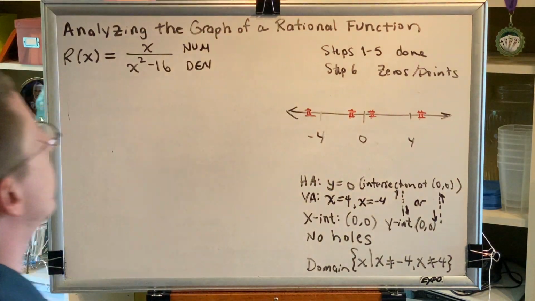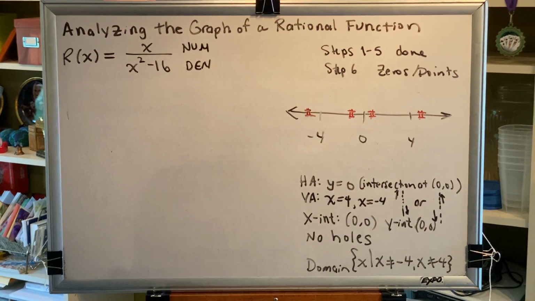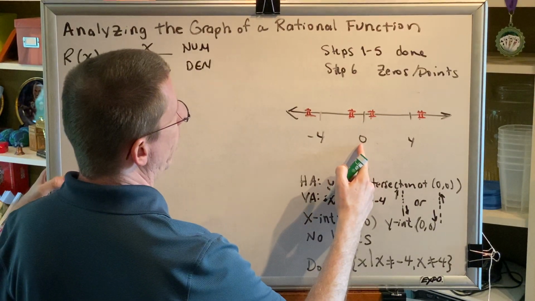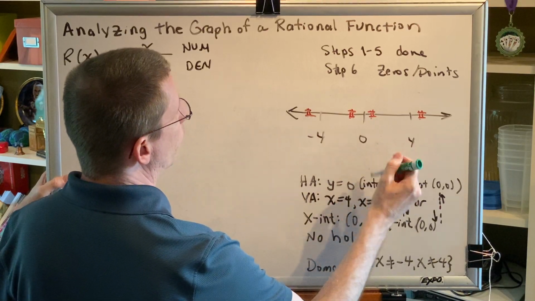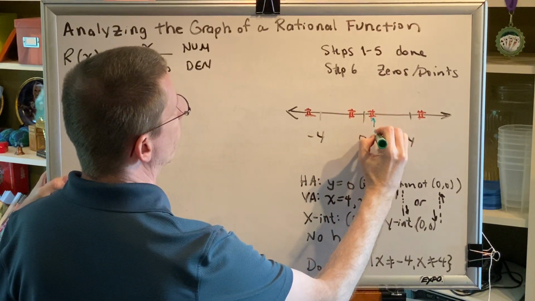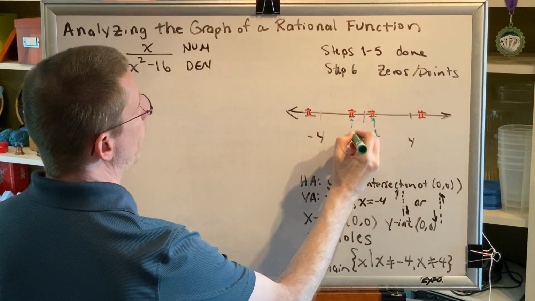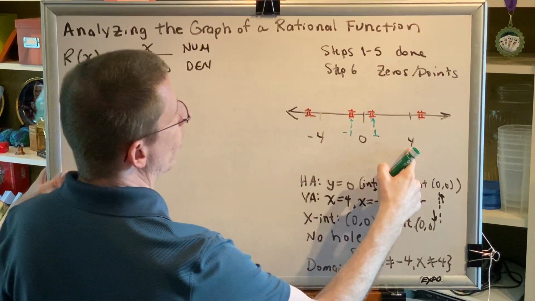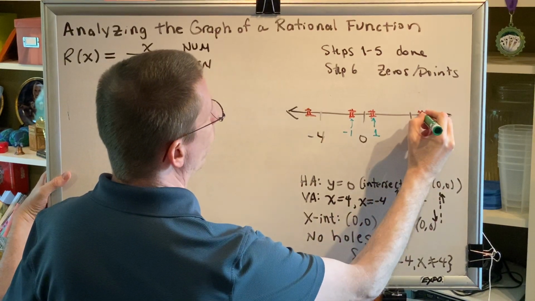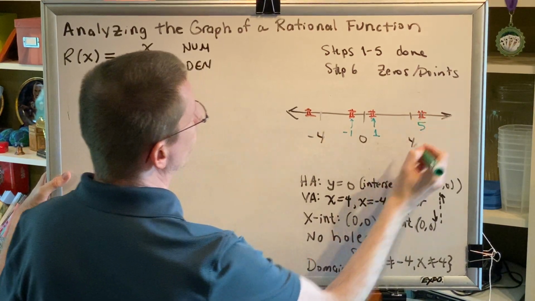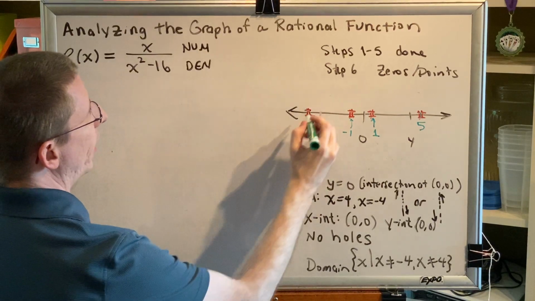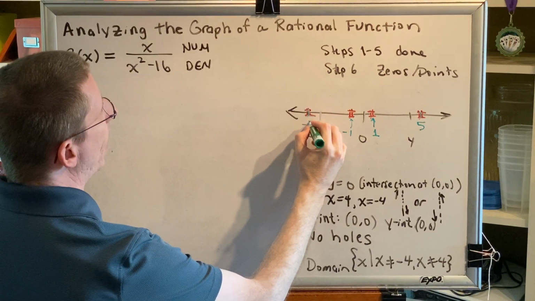So my advice is pick easy numbers. For example, the easiest number that is bigger than 0 but less than 4 would be 1. The best number between 0 and negative 4 would probably be negative 1. The best number bigger than 4 would probably be 5. And the best number to the left of negative 4 would probably be negative 5.